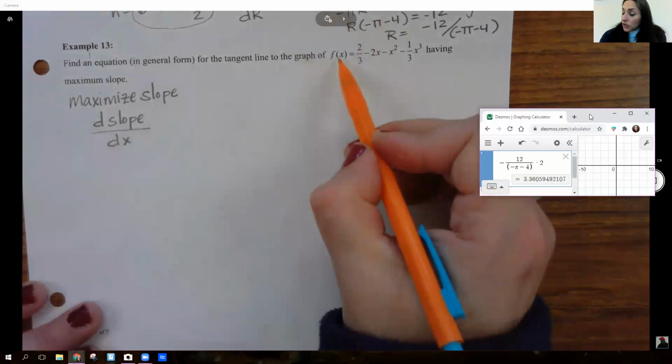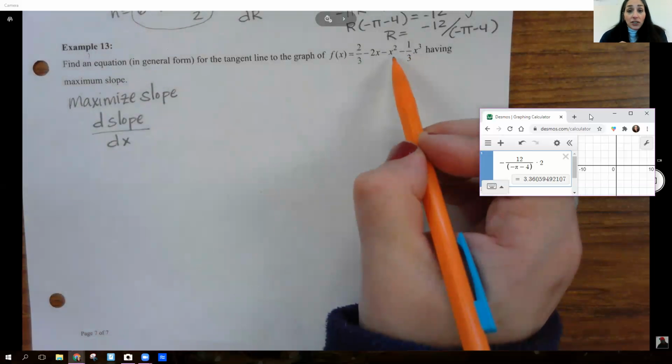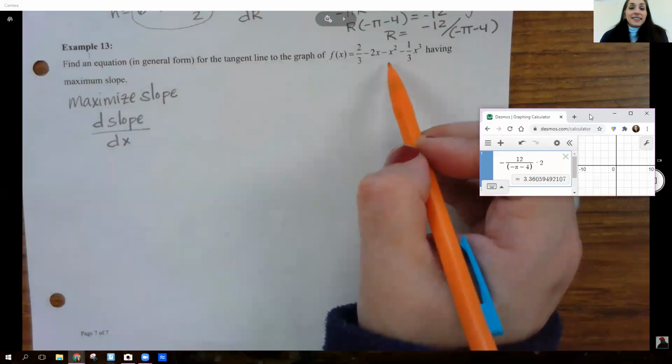So when we take the derivative of this, that represents the slope of the tangent lines at any point on that curve. If I want to find the maximum of all of those slopes, I have to take the derivative again. So we're actually going to be taking the derivative twice for this one and setting the second derivative equal to 0 to find the maximum slope, okay? And then from there, we'll get an x value and we'll be able to plug that into the original and get a y value, and writing the tangent line will be a piece of cake by then.